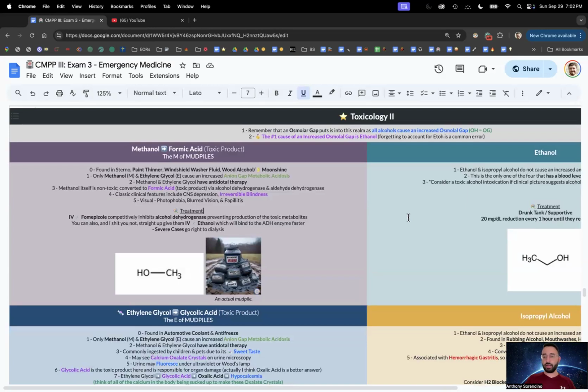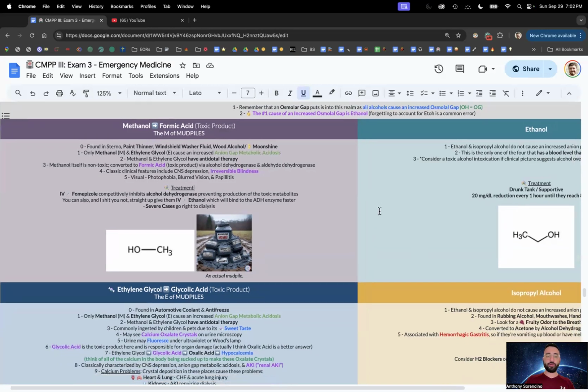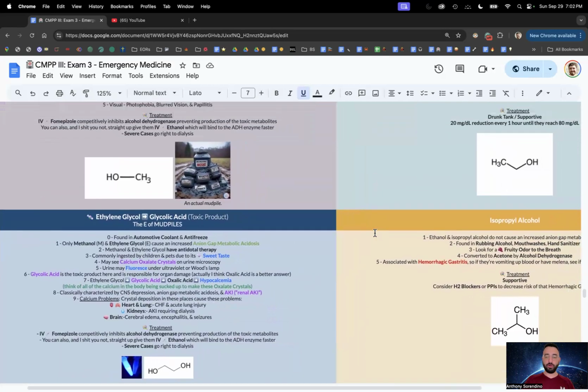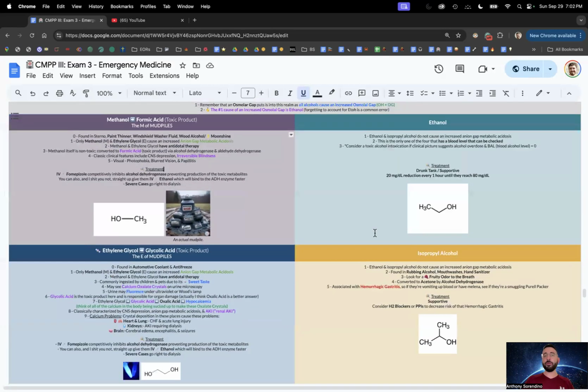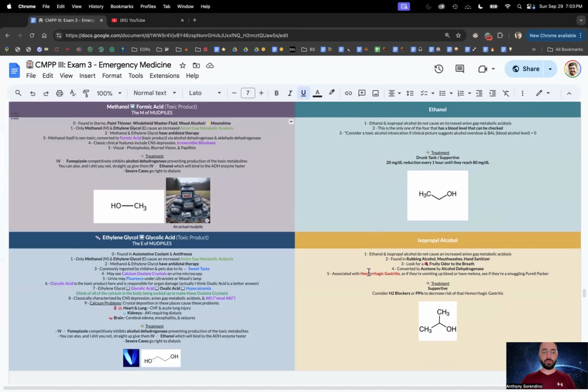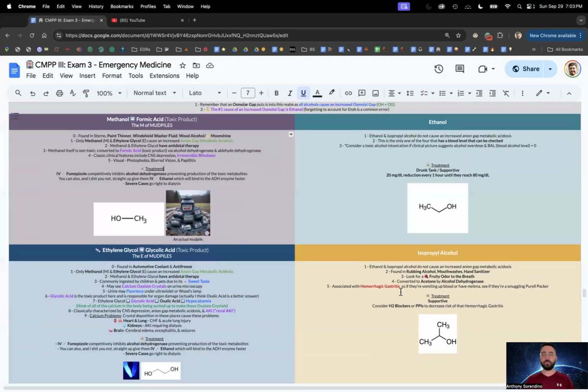The second part of toxicology here is going to be about all of the alcohols. So we have methanol, ethanol, ethylene glycol, and isopropyl alcohol. You can see the chemical structures here. The important thing here is that all of these, and an alcohol is defined by a hydroxyl group, which is this OH group, which you can see on all of these.